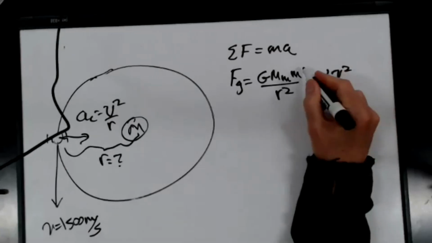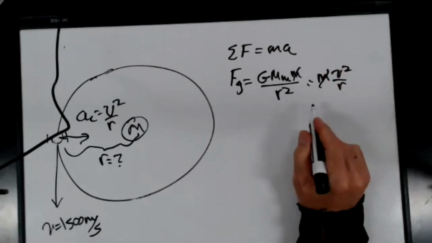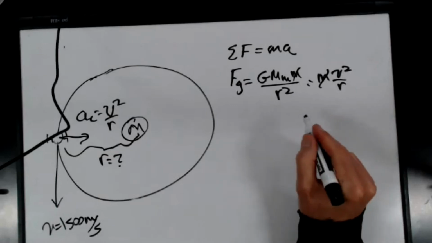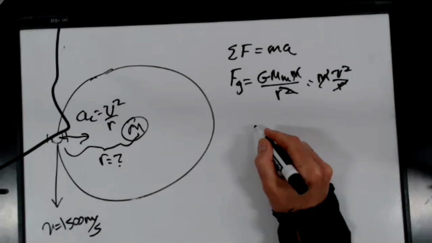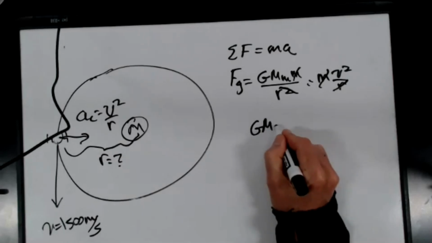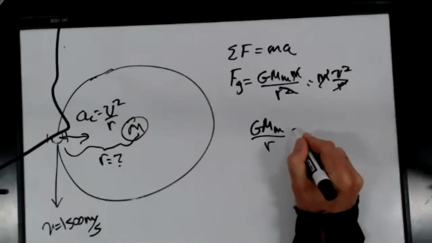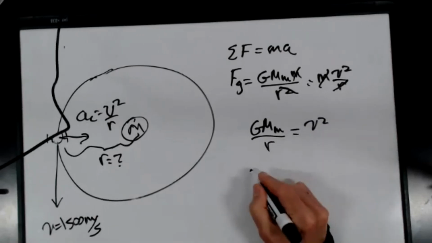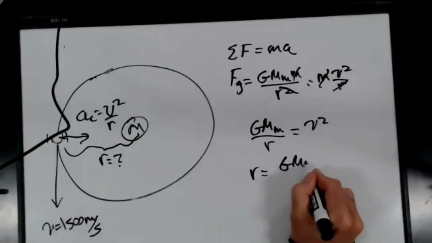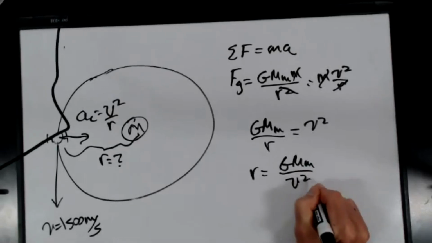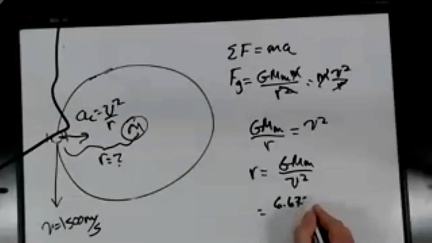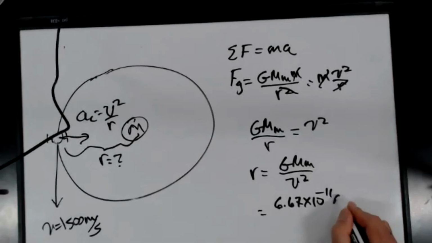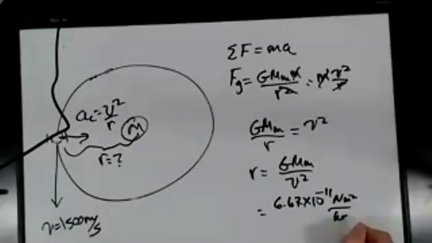And so I can cancel out the masses, and all I'm left with is the mass of the moon there, right? And so I can cancel one of the r's, and I get G times the mass of the moon over the orbital radius is equal to v squared, or r is equal to G times the mass of the moon over v squared. And that's equal to 6.67 times 10 to the negative 11th Newton meter squared per kilogram squared.